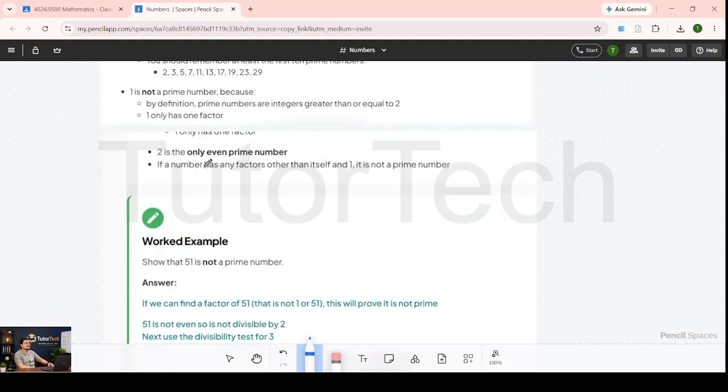So 2 is the only even prime number, and all other prime numbers are odd. If a number has any factor other than itself and 1, it is not considered a prime number. Let's say 6. The factors of 6 are 1, 2, 3, and 6. So it has more than two distinct factors. It means 6 is not a prime number.